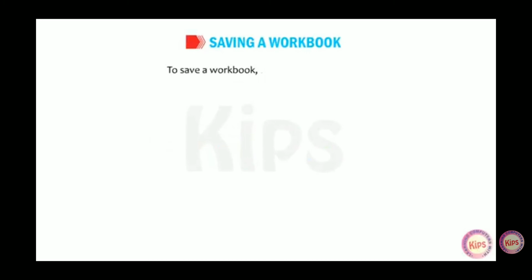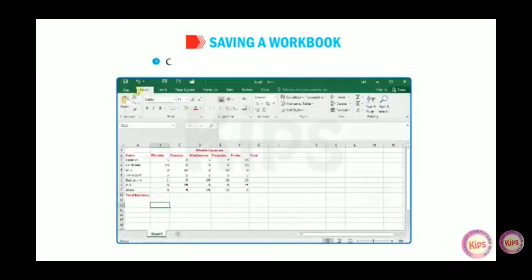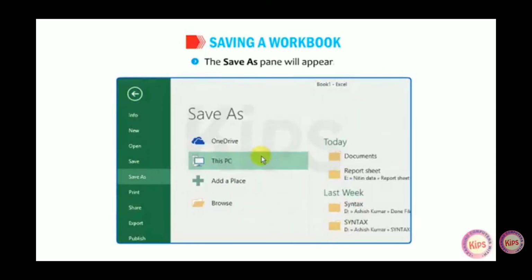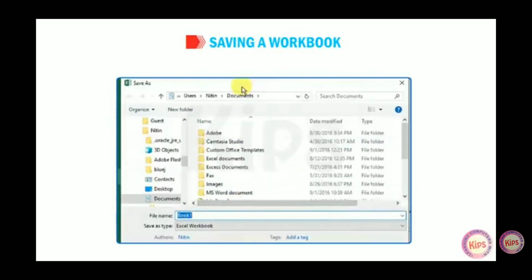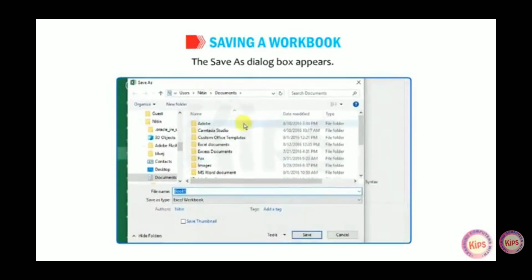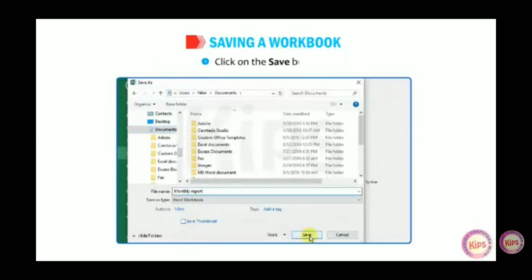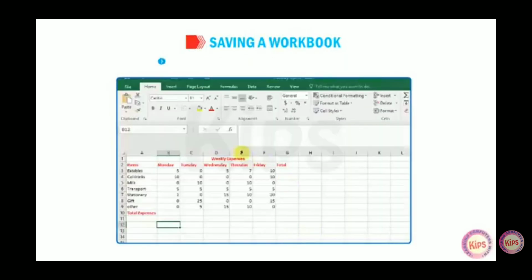Let us learn how to save a workbook now. To save a workbook, follow the given steps. Click on the File tab and select the Save option. The Save As pane will appear. Click on the Browse option. The Save As dialog box appears. Browse the drive and the folder where you want to save the workbook. Type the file name in the File Name text box. Click on the Save button. The file will be saved with an extension .xlsx.